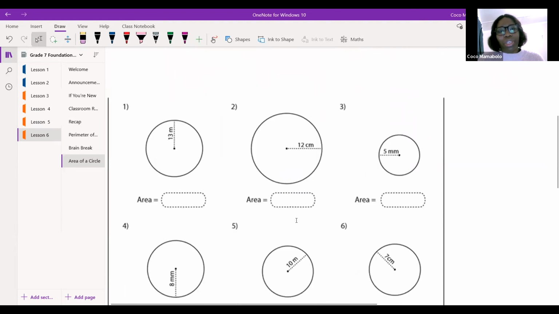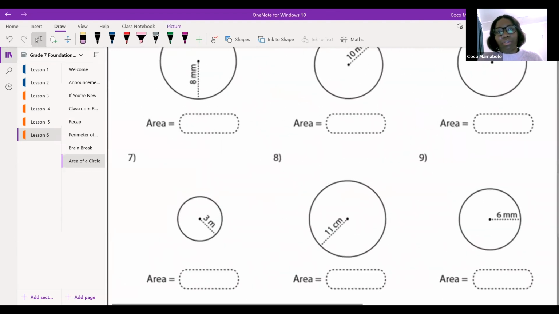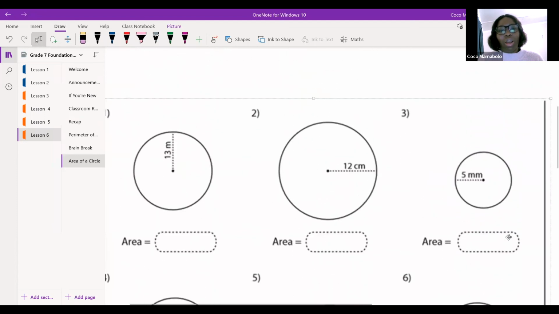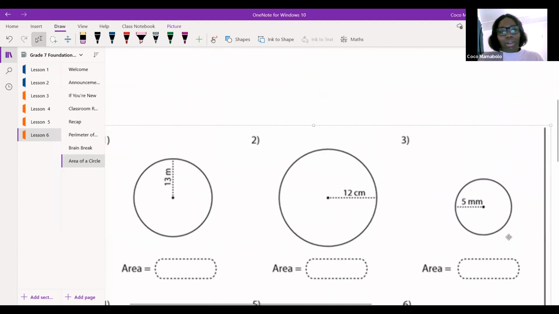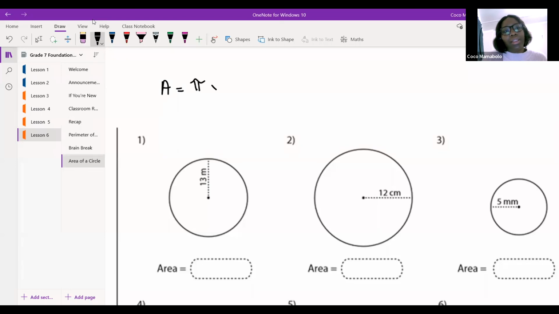Let's do the first 3 actually, because we are out of time and we are going to have to do a quiz. It is quiz day. We're going to do 1, 2, and 3. Now I'm going to remind you guys again that the area is equal to pi times r squared, and pi, as always, will be 3,14.